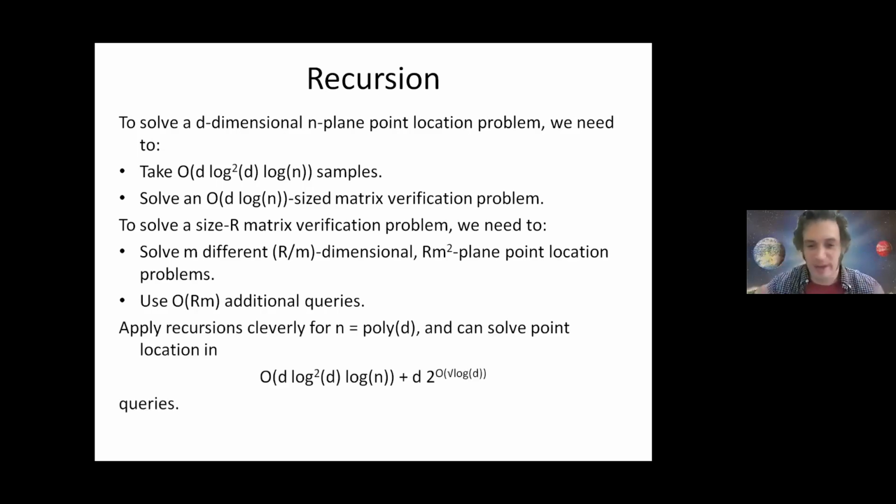And I don't want to get into the details, we're already a bit over, but if you apply these recursions cleverly, at least when n is only polynomial in d, you get our answer. You solve the point location problem in O of d log squared d log n plus d times 2 to the O of square root log d queries. And you can also make this work for larger n once you've solved it for smaller n and then use some extra tricks.